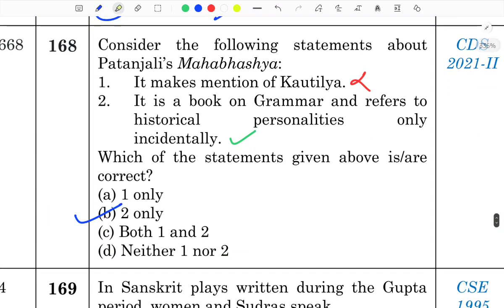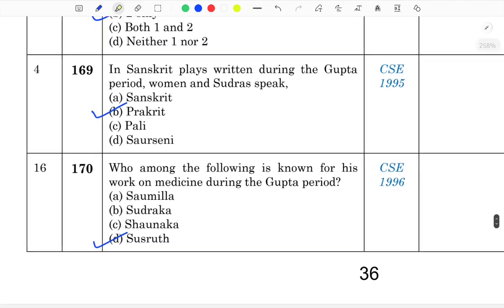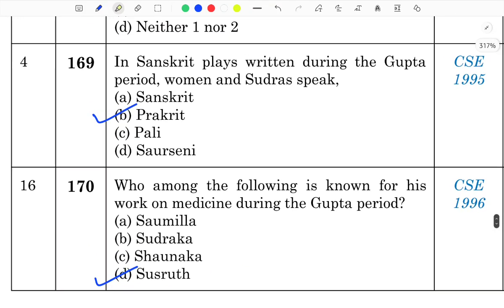Now this question on Patanjali's Mahabhashya. It makes mention of Kautilya, no, very absurd thing. It's a book on grammar, yes, and refers to historical personalities only incidentally. Yes, absolutely correct. In Sanskrit plays written during the Gupta period, women and Shudras speak Prakrit language. Very plain, simple question. Who among the following is known for his work on medicine during the Gupta period? Your Sushrut.